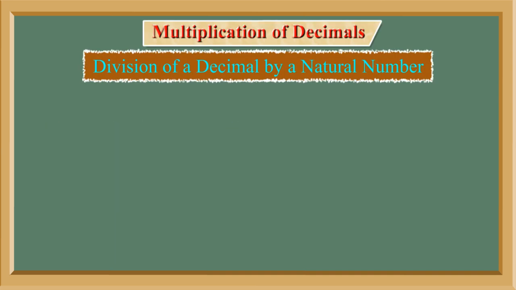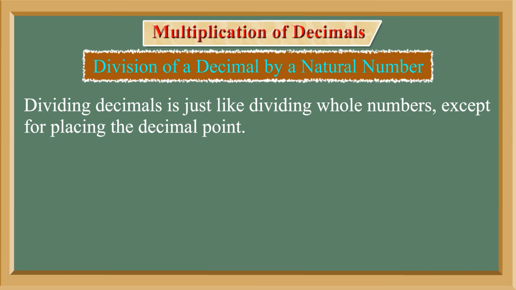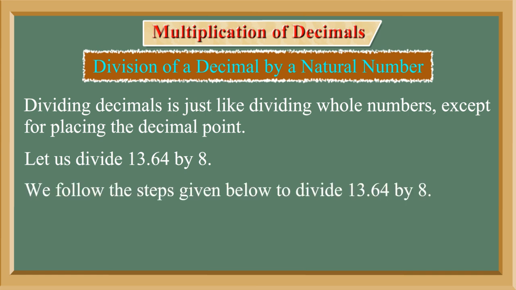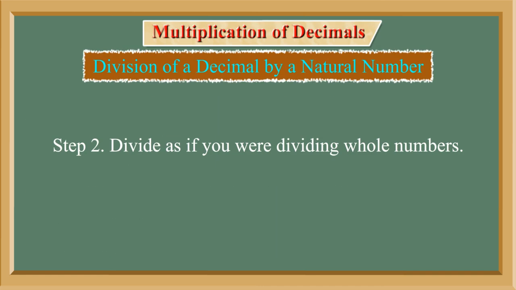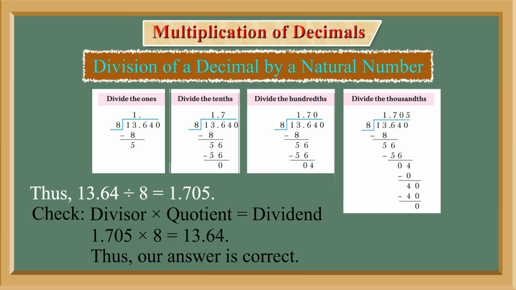Division of a decimal by a natural number. Dividing decimals is just like dividing whole numbers, except for placing the decimal point. Let us divide 13.64 by 8. We follow the steps given below to divide 13.64 by 8. Step 1. Place the decimal point in the quotient directly above the decimal point. Step 2. Divide as if you were dividing whole numbers. Divide the ones, divide the tens, divide the hundreds, divide the thousands. Thus, 13.64 divided by 8 is equal to 1.705.